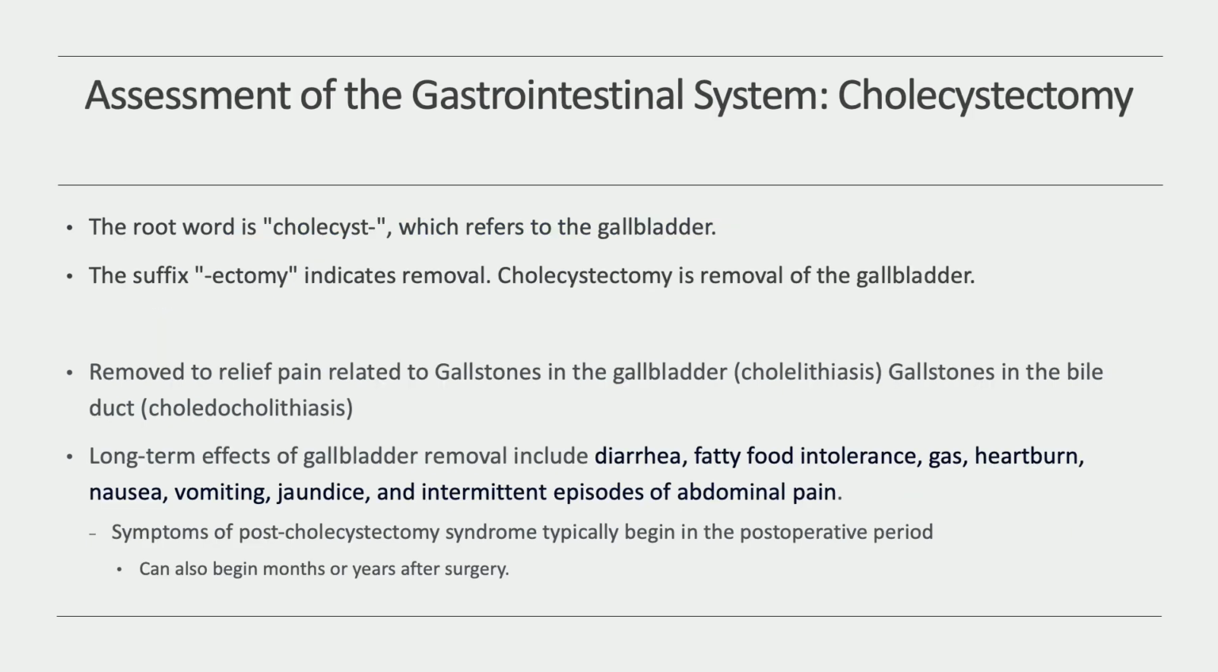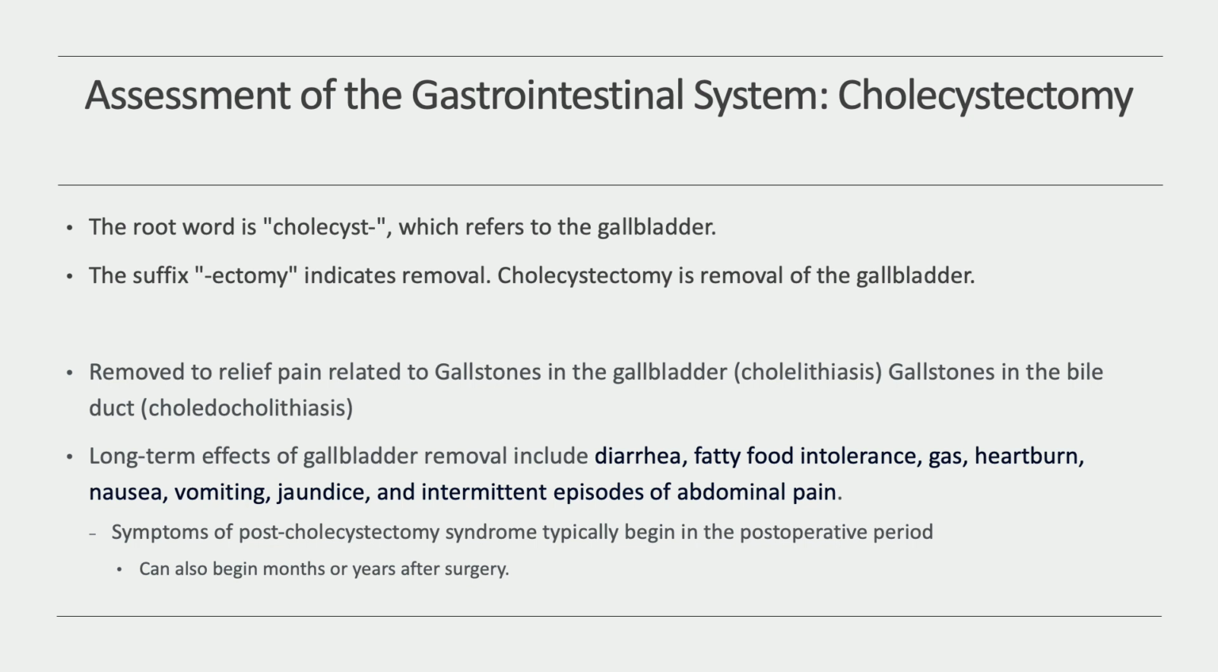Okay, so the GI system and the cholecystectomy. So cholecyst means gallbladder, ectomy itself means removal of, take it out. So we're removing the gallbladder. It's going to relieve gallstones, gallbladder pain. It's going to help with things in the bile duct.